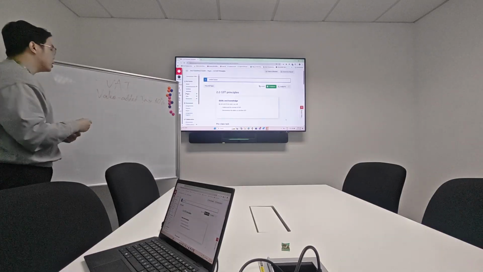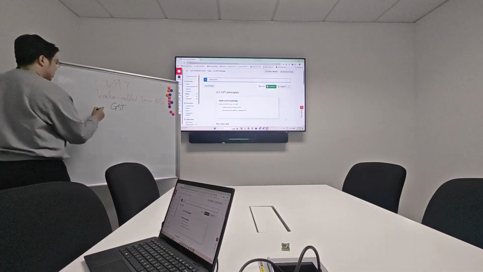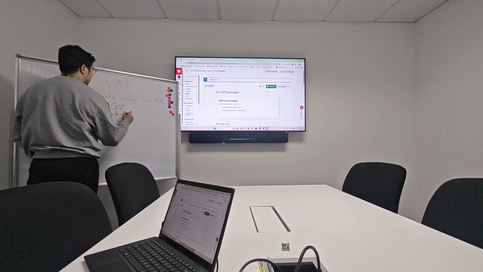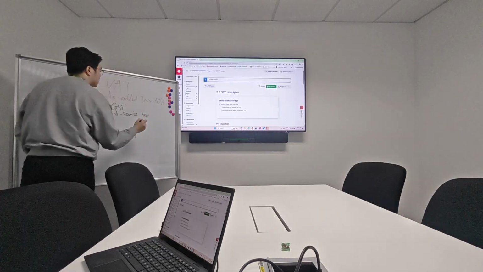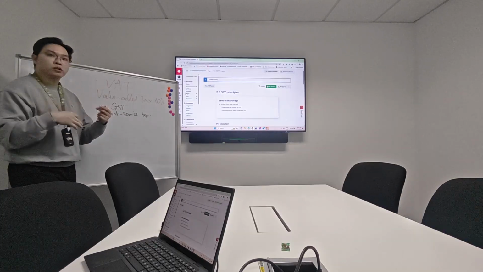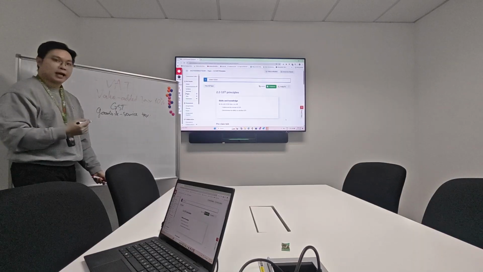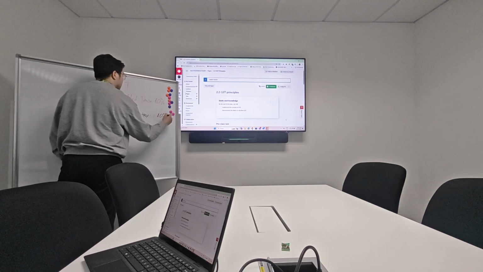Similarly, in Australia, we have GST, which stands for goods and services tax. So every time that you, as a business, are purchasing or selling a good or service, you have to pay this tax. And that tax is also 10%.